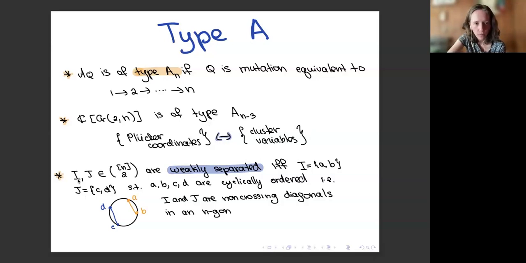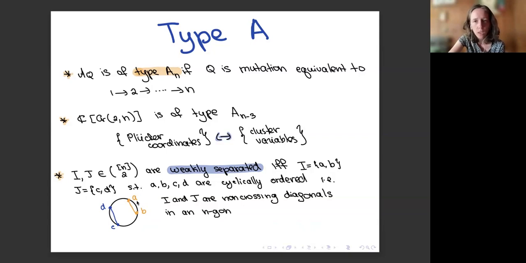And so if you think about the notion of weak separation, it says the following. Two sets I and J, two-element subsets, are said to be weakly separated if and only if I is of the form AB, J is of the form CD, they are all distinct, and A, B, C, D, cyclically ordered, do not cross. Okay? There is no crossing. So another way to think about this, I and J are non-crossing diagonals in an n-gon. If you were to label the vertices around the circle 1 through n, these would be non-crossing diagonals in an n-gon.